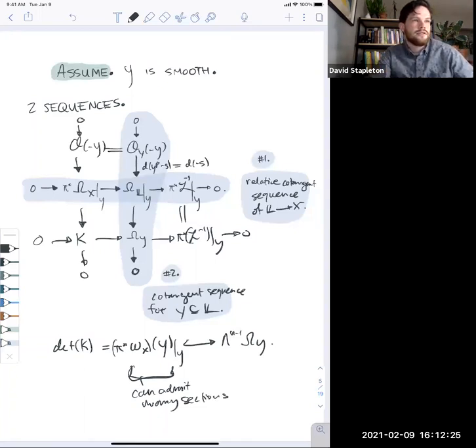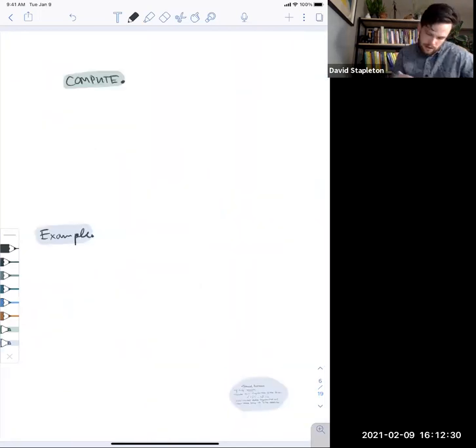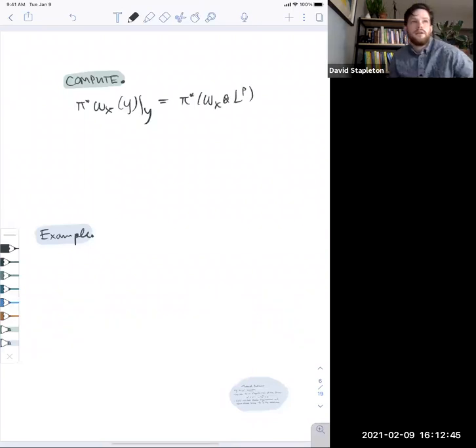Okay, and let's just see the output of the computation that gives you this. So if you look at this omega X twisted by Y restricted to Y, this is just the same as pulling back omega X twisted by L to the p. And omega Y, you can also compute as just the pullback of omega X twisted by L to the p minus 1. So there's this funny difference here, and the difference makes all the difference, I guess.